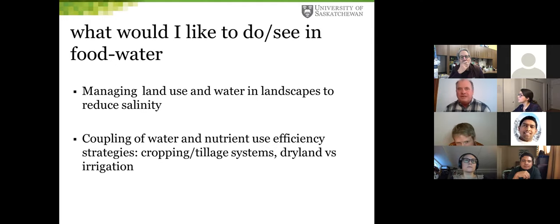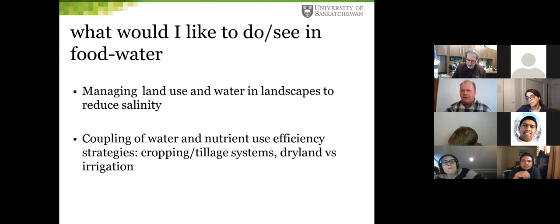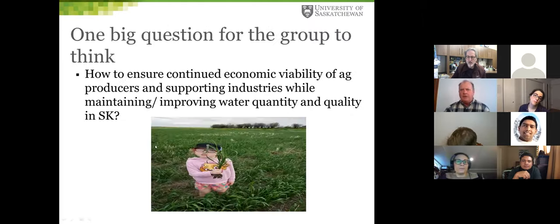What I'd like to see in food and water. I get lots of questions from growers about soil salinity. How can we manage land use and water to help control that? And I think we've also heard a lot today already about the need to couple both water and nutrient use efficiency together. How can we best manage that in our new cropping and tillage systems? Also dry land versus irrigation. I think we're going to see more irrigation coming down the road here in Saskatchewan. And how can we do the best job with both water and nutrients?